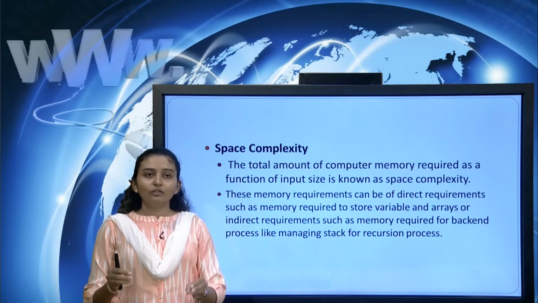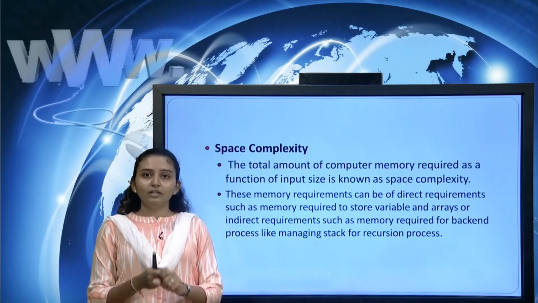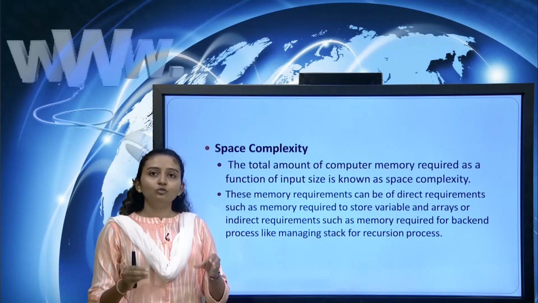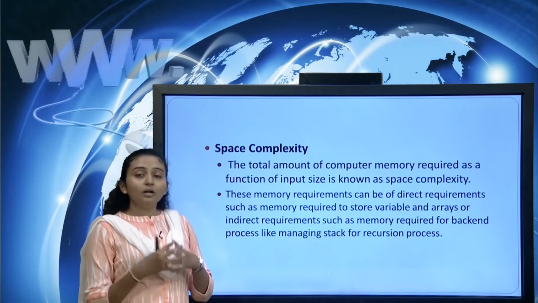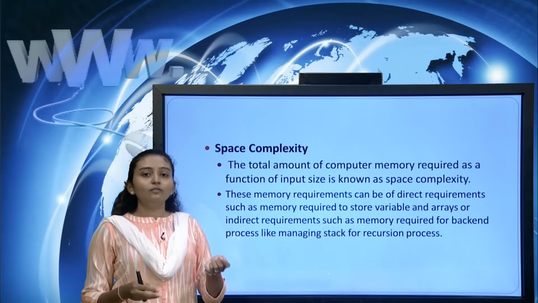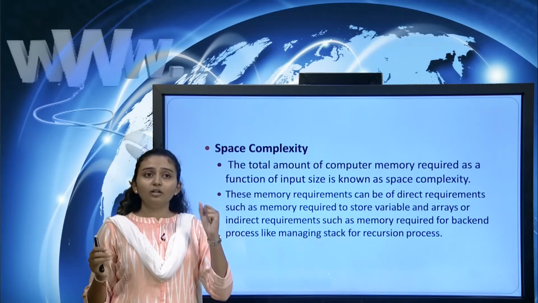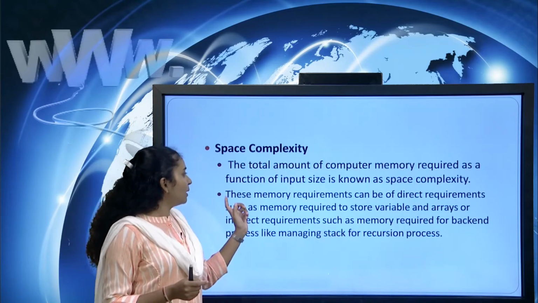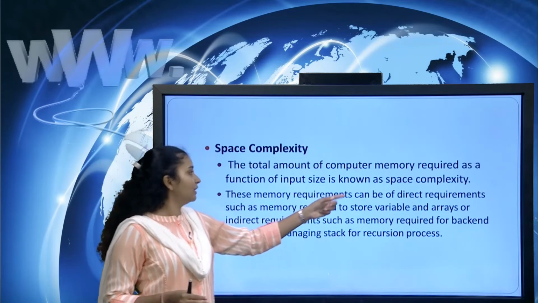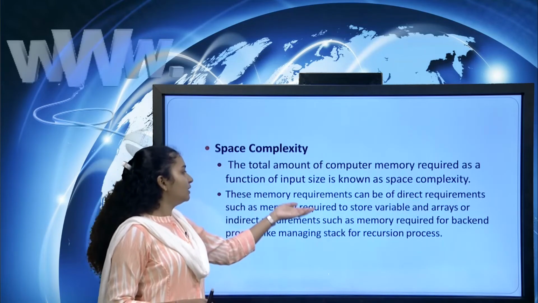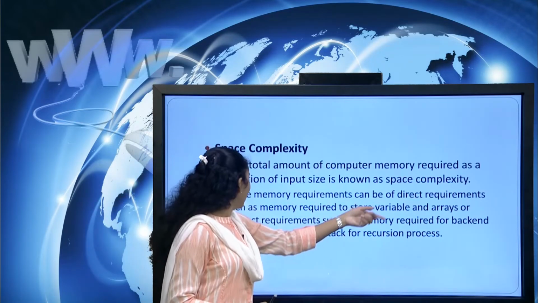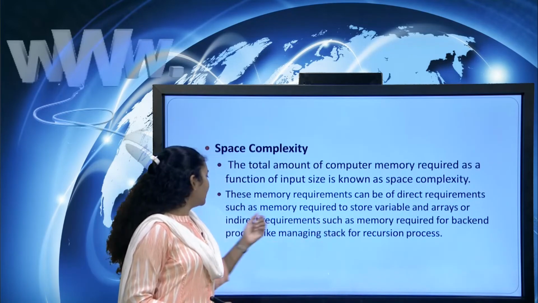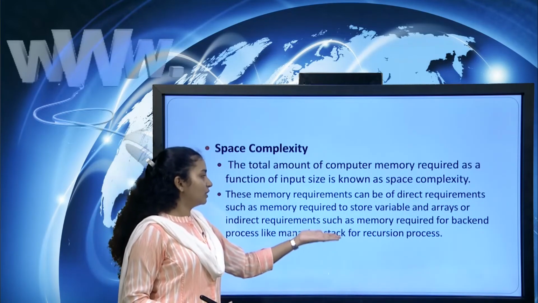So if we want to access our data and use a lower amount of space to store that data, we must use the concept of data structure and must reduce the time and space complexity. This memory requirement can be of direct requirements, such as memory required to store variables and arrays, or indirect requirements, such as memory required for backend processes like managing the stack for recursion.